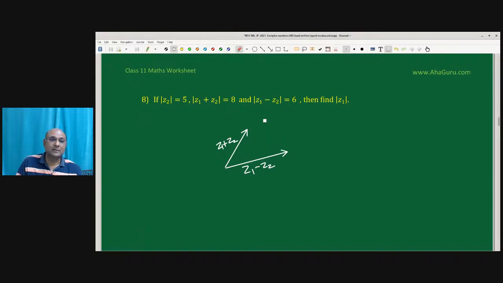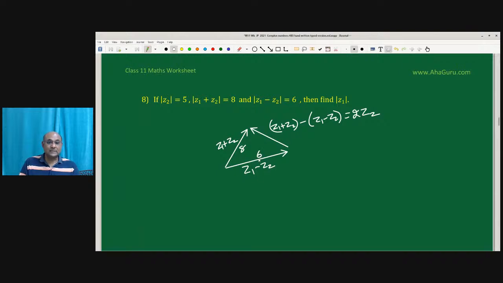Let me do the reverse. Let me go like this. What is this arrow? This arrow is final arrow minus initial arrow, no? How much is this? Well, Z1, Z1 will cancel. This is 2Z2. So actually, Z1 minus Z2 plus 2Z2 will give me Z1 plus Z2. What is the length of this arrow? It is given as 8. What is the length of this arrow? It is given as 6. And what is 2 times Z2? 2 times Z2, the length is 10.